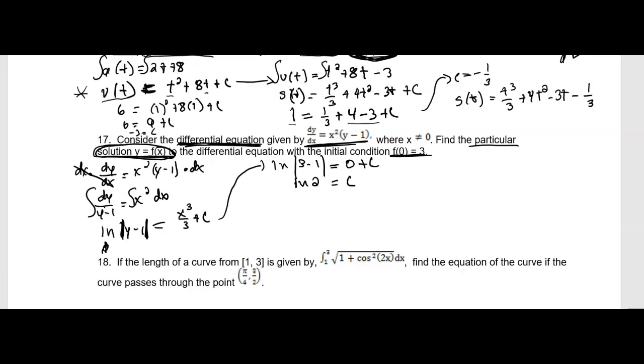So now let's write what we had before. If we know this is our c, we would have had the natural log of y minus 1 equals x cubed over 3, and then instead of plus c, we now know that's a natural log of 2. Solve for y, so this is now going to be us using our exponential function. It will cancel this thing out, so we're going to get a y minus 1.